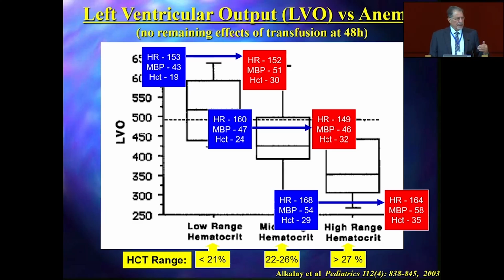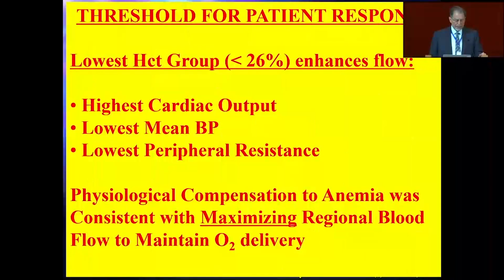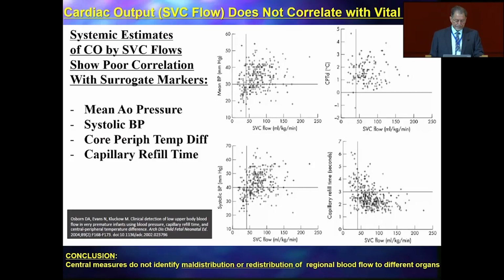So there was a threshold by which the animal, the human animal, began to respond by changing cardiac output and peripheral vascular resistance as well. So what we see is that at that low hematocrit, that's when cardiac output began to rise, mean blood pressure started to fall, peripheral resistance came down, and so the healthy response of an anemic patient would be to maximize blood flow, to maintain oxygen delivery, to maintain metabolic rate. So those are all stable patients. None of them were shocking.